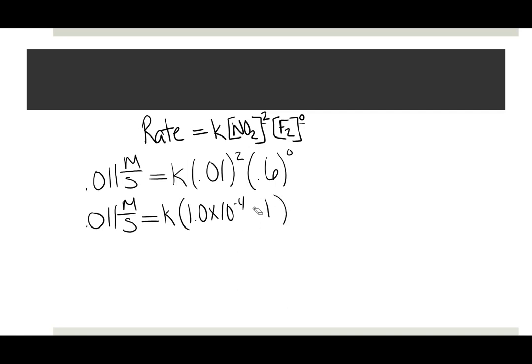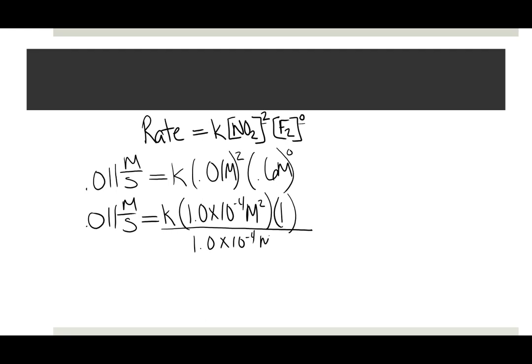Oops, I got lazy with my units. Let me come back and get this. So these are concentrations. So when I square that, it becomes molarity squared, and then anything raised to the 0 power is just 1. Okay. So now I'm going to divide by 1.0 times 10^-4, molarity squared. And again, multiplying that by 1 doesn't change it. Divide by 1.0 times 10^-4, molarity squared.